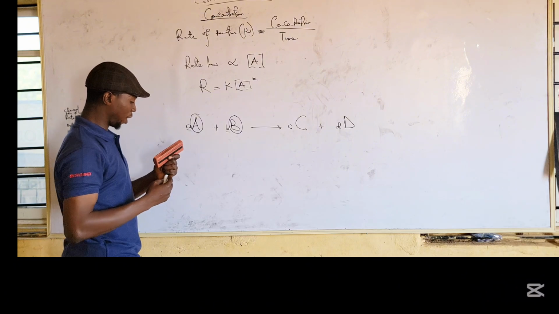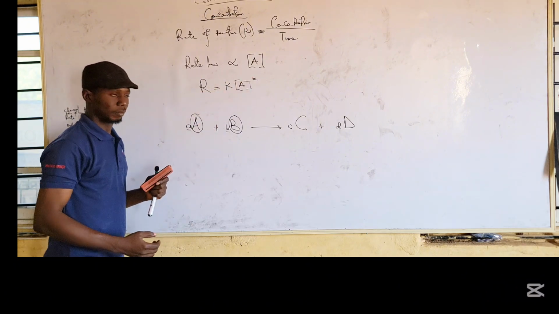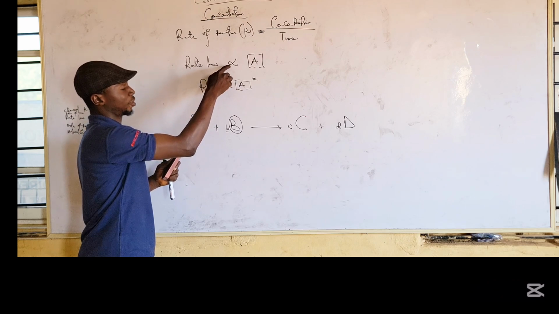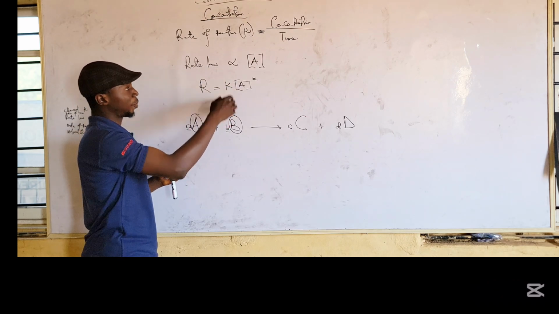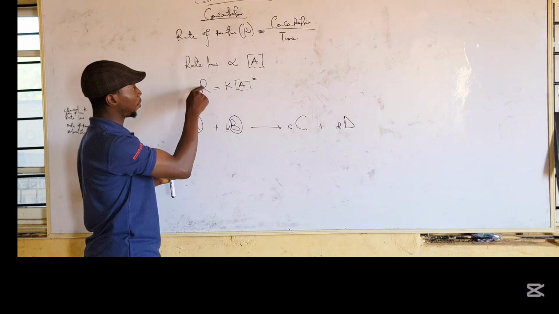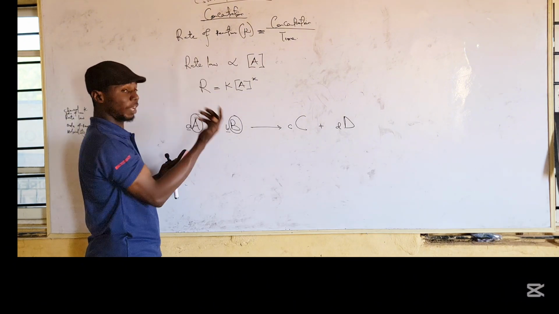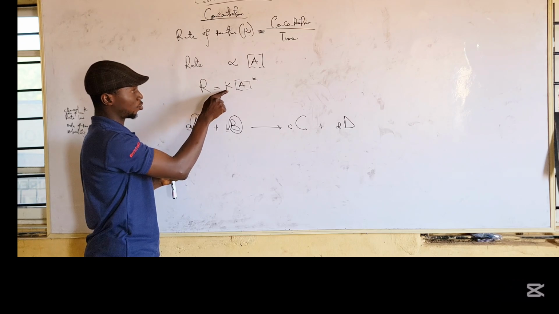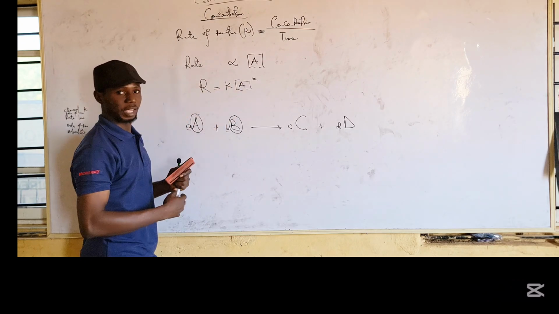I know you'll be wondering where this X came from. Now, the introduction of K is because we remove the proportionality sign. When you remove the proportionality sign from an equation, you have to introduce a constant. So this R represents rate. Rate R is equal to K concentration of A raised to power X.